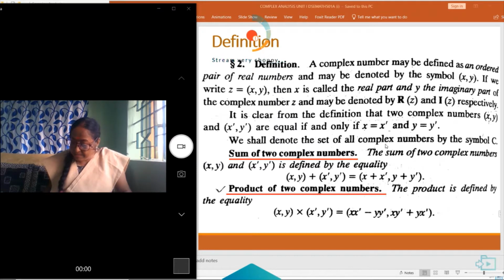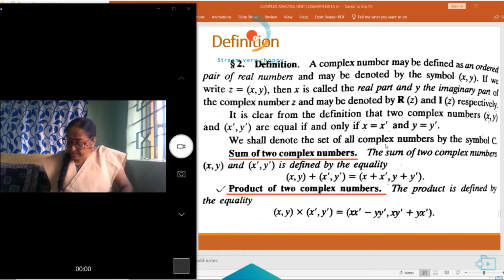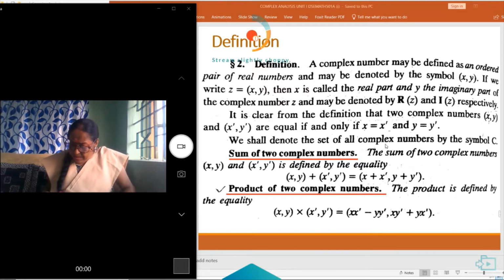So any complex number z equal to (x, y) means x plus iy, where x and y are real numbers, but x is the real part and y is the imaginary part of this number z. So z equal to (x, y) may be represented as x plus iy, where x and y are real numbers. We shall denote the set of all complex numbers by the symbol capital C.